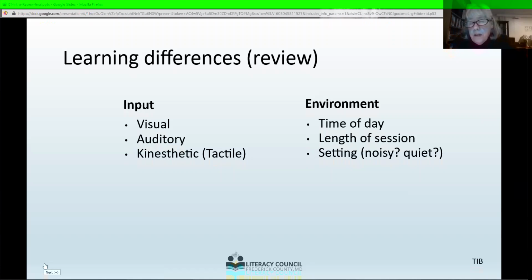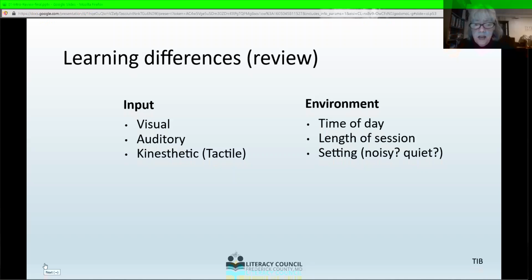Another important area is the environment. And I say this because you're going to meet with your student. What time of day is your student best? Sometimes you don't have a choice. But if there is, is your student a morning person or an evening person? How long can your student work? Are you better off having two 45-minute sessions a week or one two-hour session? Those are things that you will determine and you will decide.